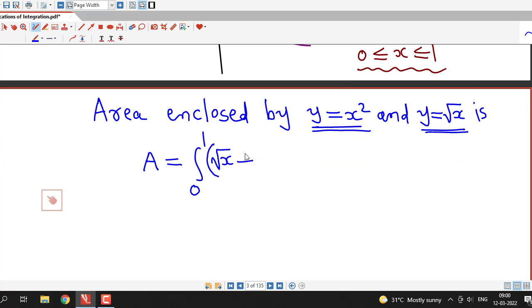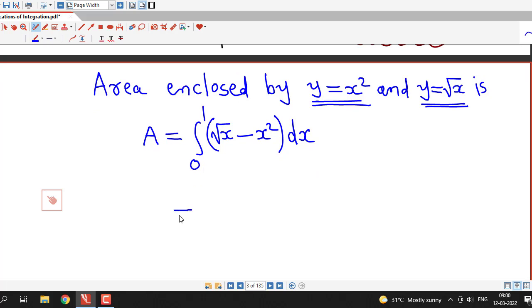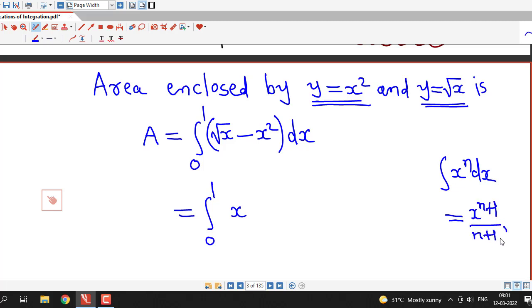Now we take the difference of upper function and lower function, or function at the top minus function at the bottom, and integrate with respect to x from 0 to 1. Now this is easy to integrate. We can use the formula of x raised to n. We are familiar with this formula. Integral of x raised to n is given by x raised to n plus 1 divided by n plus 1, n is different from minus 1. Here power of x is 1/2. Here it is 2.